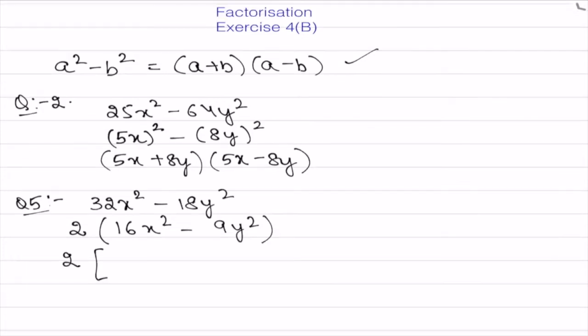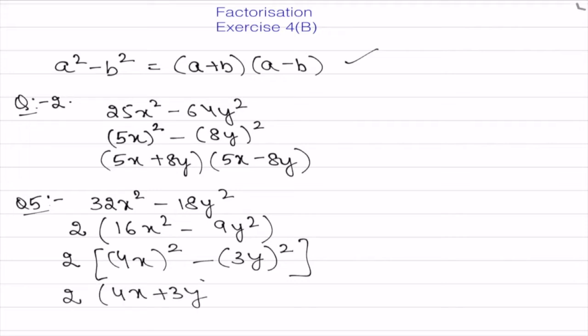Now these two terms are perfect squares. So 16x square is the perfect square of 4x, and 9y square is the perfect square of 3y. So again we will use the formula. It becomes (4x plus 3y) into (4x minus 3y). So the factors are 2, 4x plus 3y and 4x minus 3y.